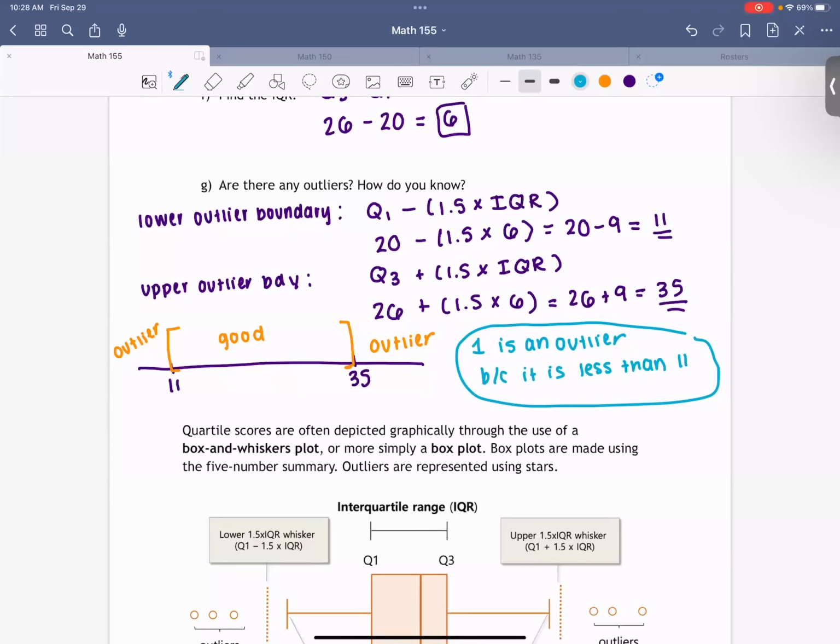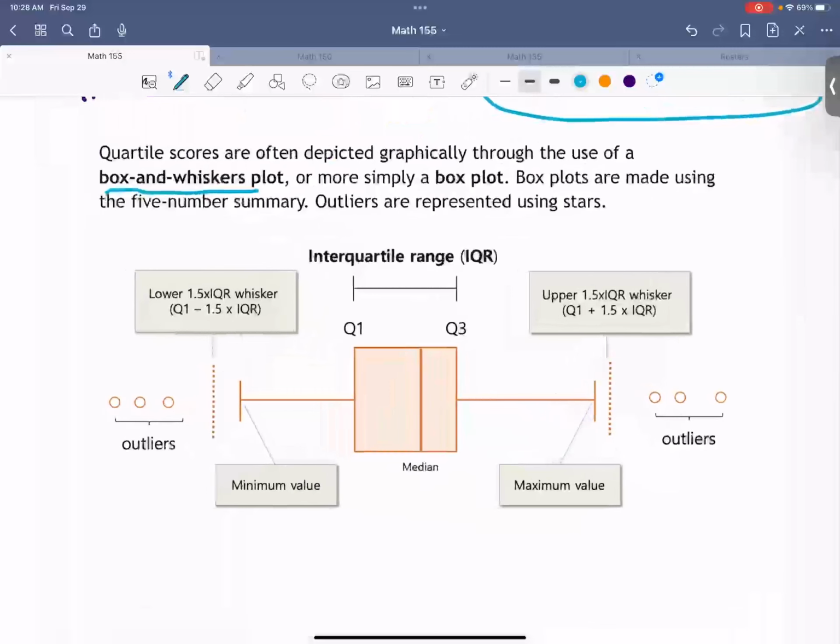All right. Now, we have actually been working our way to creating our very last type of plot that we will learn in this class. And this is called the box and whiskers plot. I'm sure that you probably have seen box and whiskers plots before, probably in elementary school, but you probably haven't actually talked about creating one, which is what we're gonna do now. So here's an example of a box and whiskers plot.